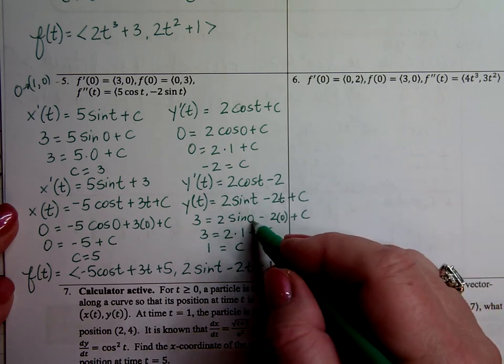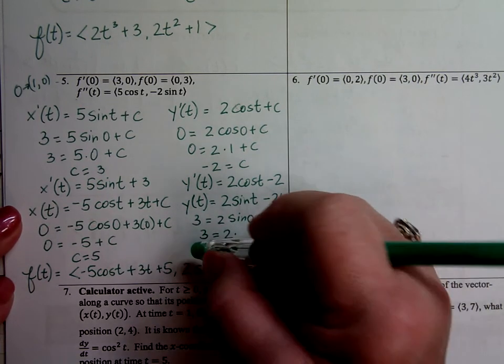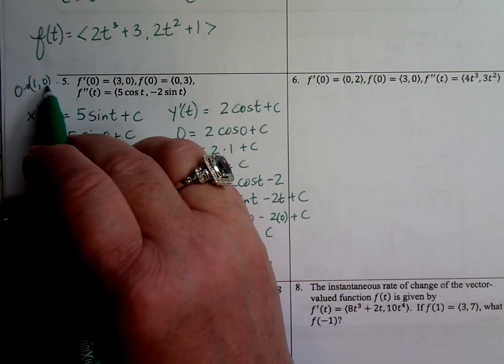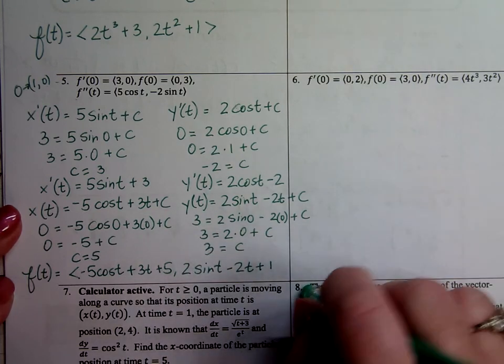Sine of 0 was y. This is a 0. Good thing we're almost done. Sine of 0 is the y coordinate, so it's a 0. That means that this zeroes out and you get a c of 3, and that I agree with.